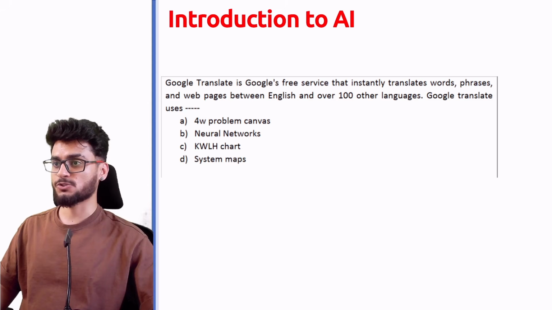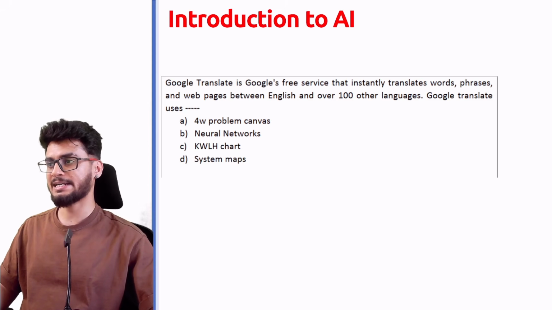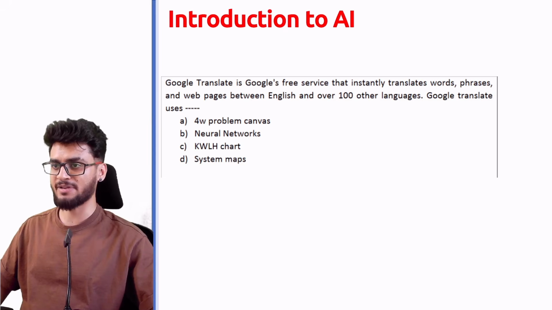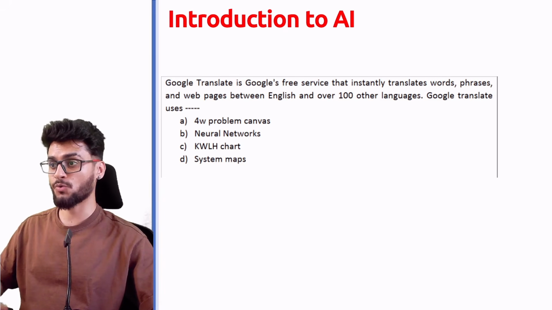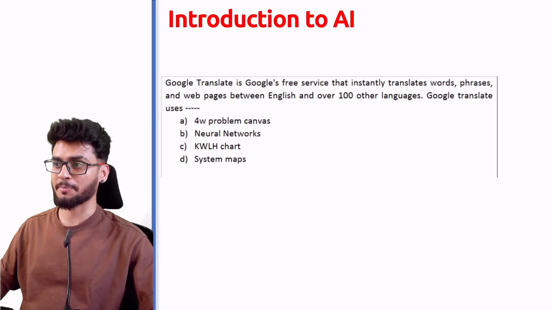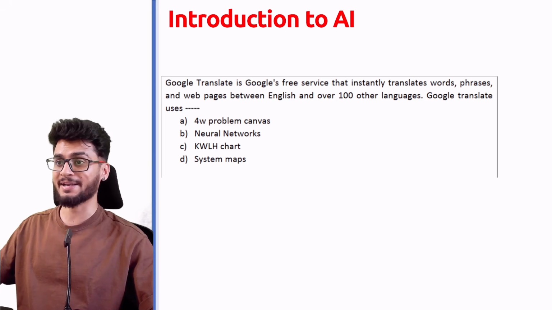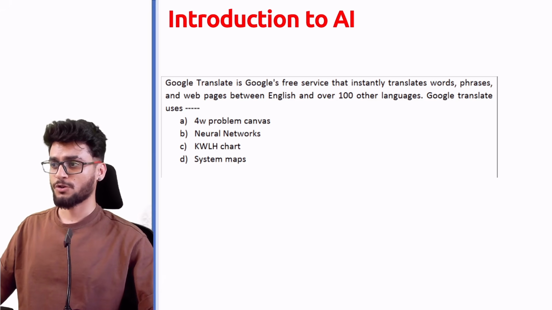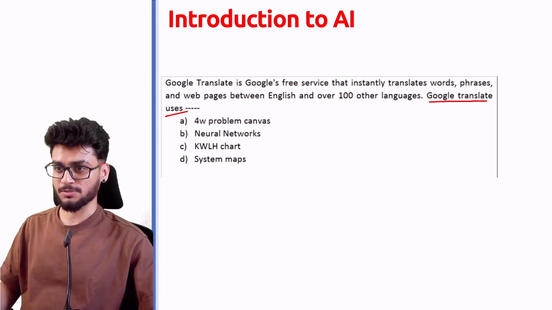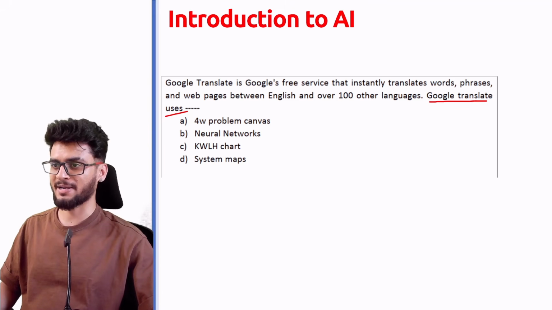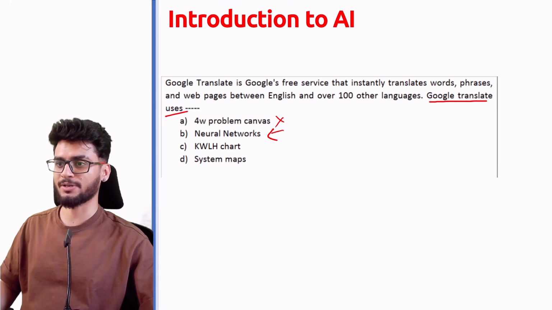Google Translate is Google's free service that instantly translates words, phrases, and web pages between English and over 100 other languages. अगर आपने Google सर्विस देखी होगी, Google Translate देखा है आपने, वहाँ पर आप एक लैंग्वेज से दूसरी लैंग्वेज में कोई भी वर्ड, कोई भी सेंटेंस या कोई भी पैराग्राफ कन्वर्ट कर सकते हो. So what does Google Translate use? So 4W Problem Canvas, no, ये आपका प्रोजेक्ट साइकिल का टर्म है. Neural networks, yes, it does use neural networks. KWLA chart, no. System maps, no.